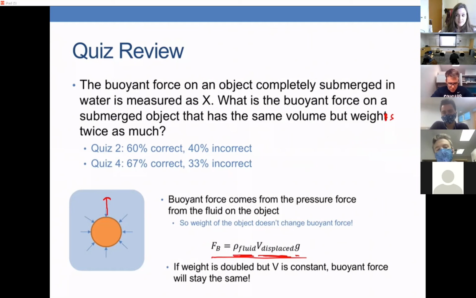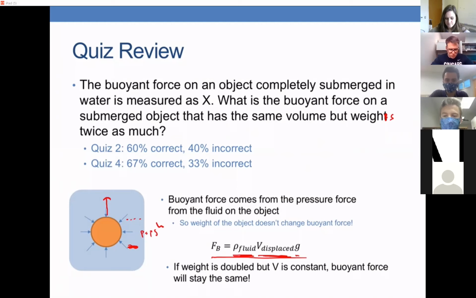The reason for that is because pressure is bigger deeper, right? So the pressure is bigger down here than it is up here because pressure is rho g h. So the deeper you are, the higher pressure is. That means the pressure on the bottom of the object is going to be bigger than the pressure on the top. And so your net buoyant force is going to point up.